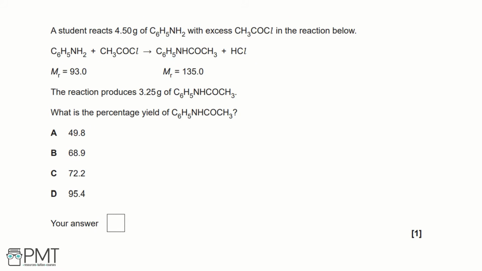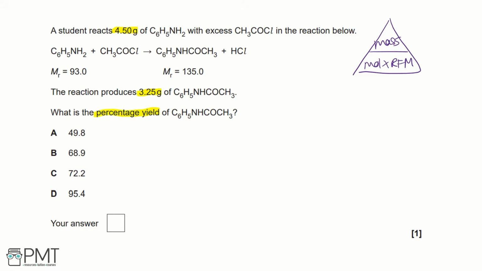piece of information is the mass of C6H5NH2. Our second key piece of information is the mass produced of C6H5NHCOCH3. We're then going to use the equation triangle of mass divided by moles times the relative formula mass. We're going to work out moles, and we're going to use these moles to work out percentage yield.